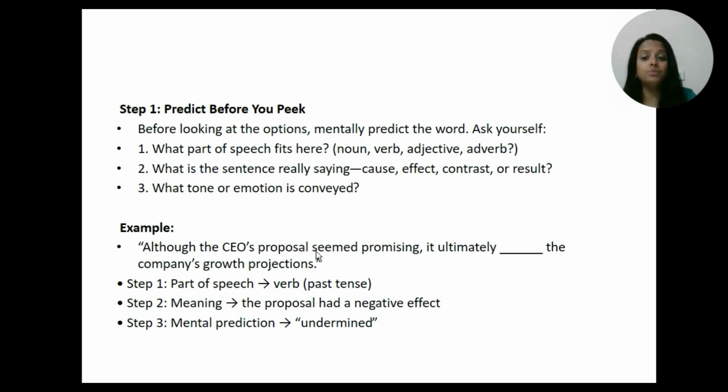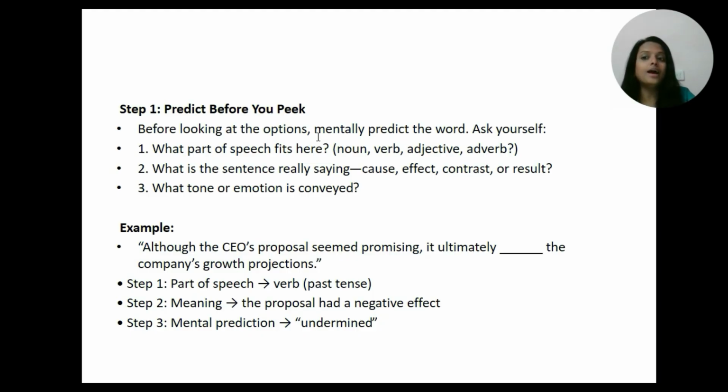Although the CEO's proposal seemed promising, it ultimately dash the company's growth projections. Step 1, part of speech. So what should come here? Verb, that should be in the past tense. And step 2, meaning. That means the proposal had a negative effect, right? And step 3, mental prediction. So you can just think the word undermined. Notice you haven't seen the options yet, but you already have the word in your mind.